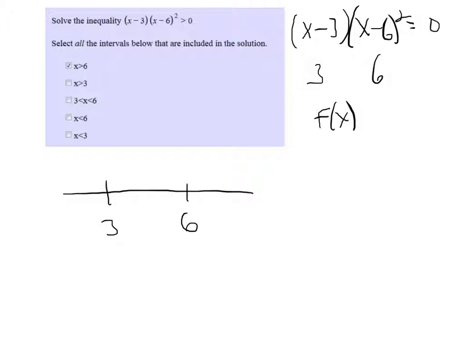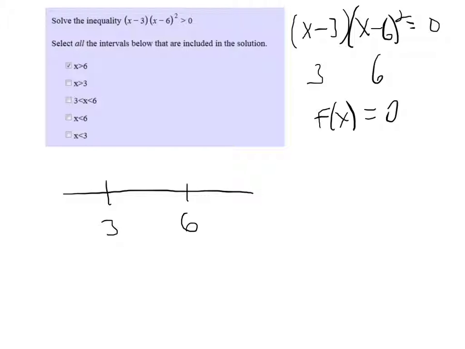And where is it equal to 0? Well, I know it's equal to 0 when x equals 3, and I also know it's equal to 0 when x equals 6, because those are the two roots, if we think about it that way. Now that they're making this an inequality, we've got to decide what's happening on either side of these zeros, because I know the function is equal to 0 at those two.